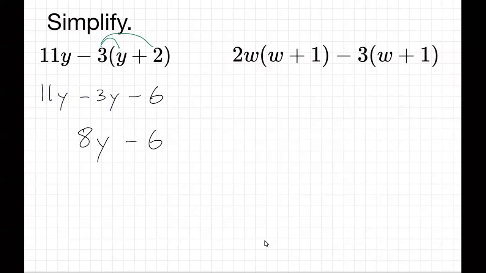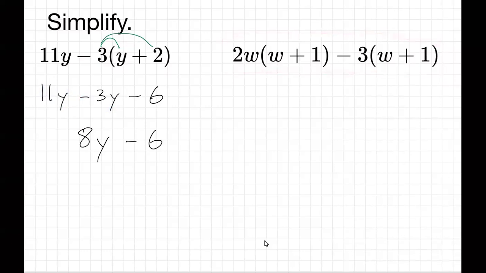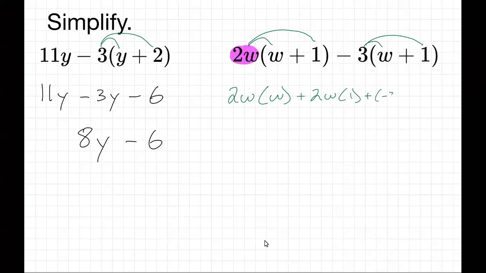Now, there is one thing that's going to be different with this second one. All right, we're still going to start off by distribution as we saw with the previous problem, but make sure you're careful here to recognize the thing that we're multiplying with in this first group has a variable itself. Okay, so just write it in that expanded form again. We would have 2w times w plus 2w times 1 plus -3 times w plus -3 times 1.